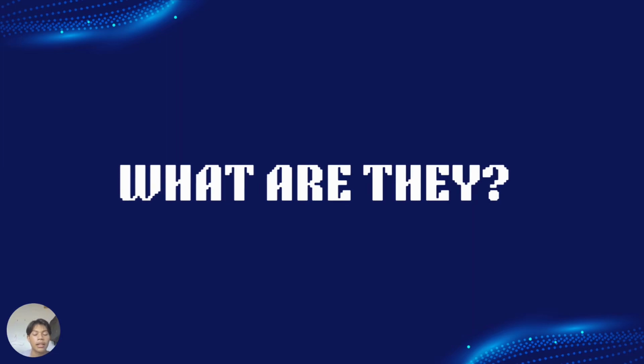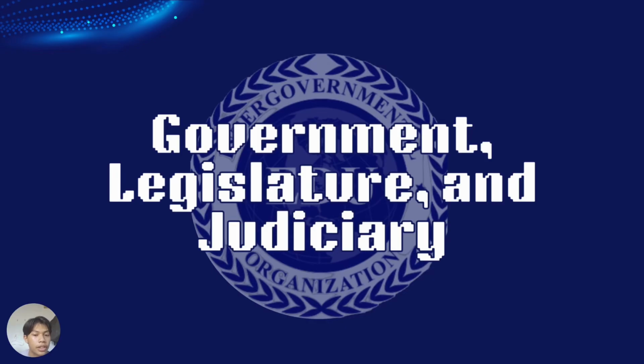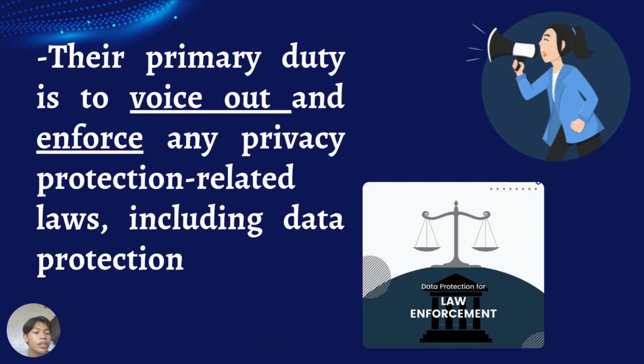So, isa-isahin natin. First is the government, legislature, and judiciary. The primary duty or the main purpose of the government, legislature, and judiciary, from the name itself, is to voice out and enforce any privacy protection related laws, including data protection. Their job is law enforcement, of course, as they are named government.